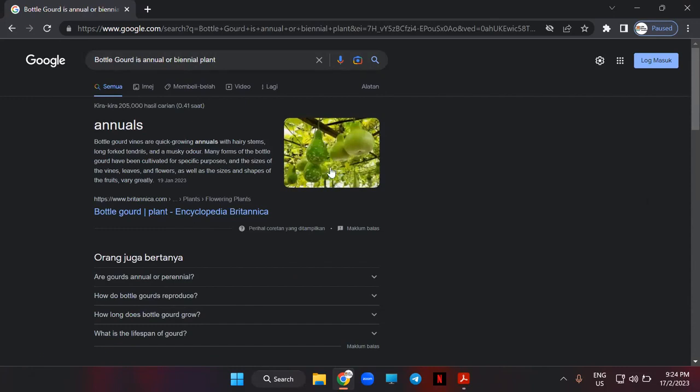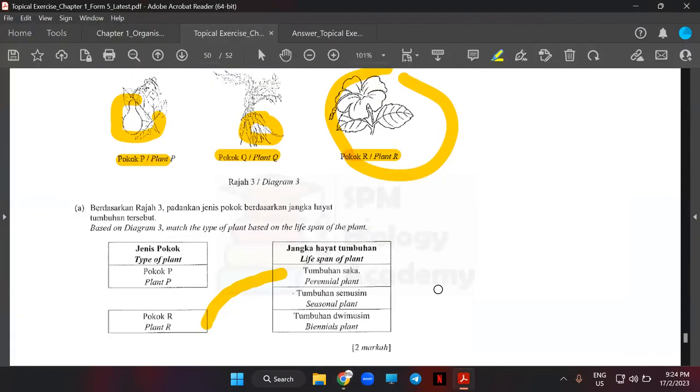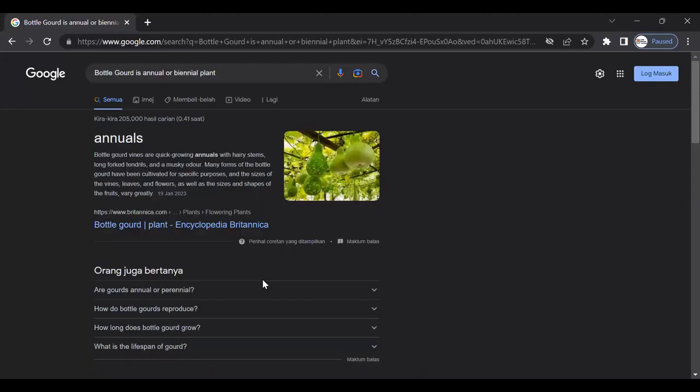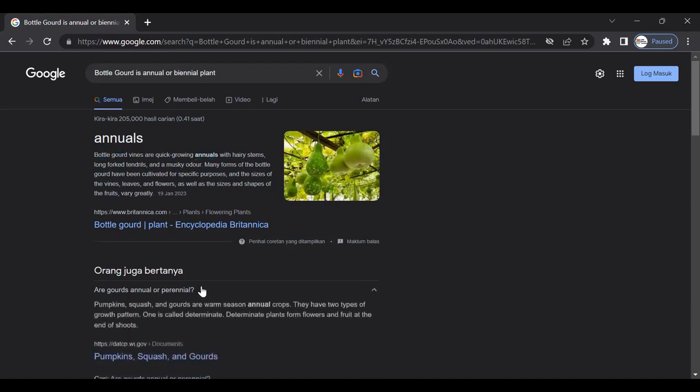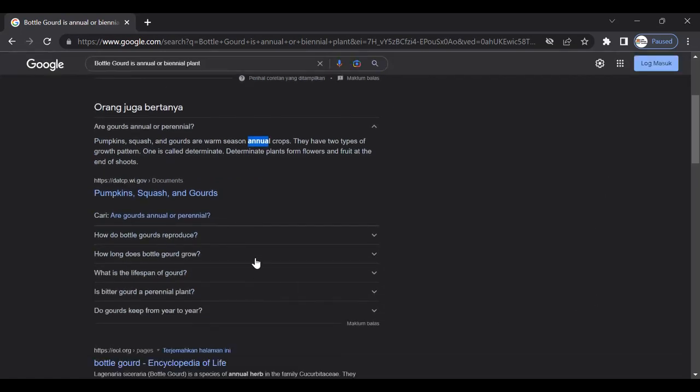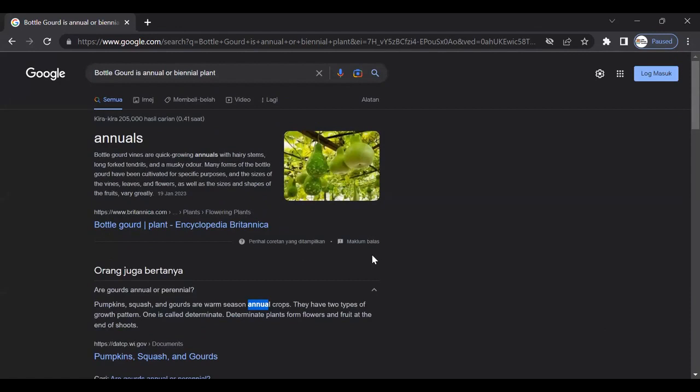Okay. Let me share this with you. Let me share my Google with you. Okay, this one. Bottle goat wines are quick growing annuals. Dia kata annual plant. Annual crops. So maknanya annual plant. So confirm annual plant.